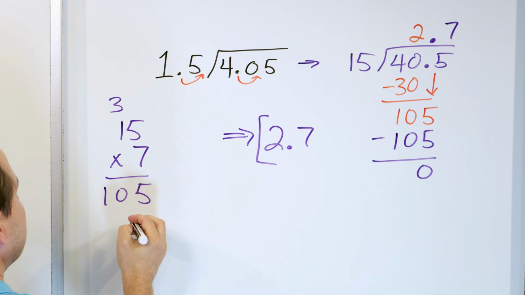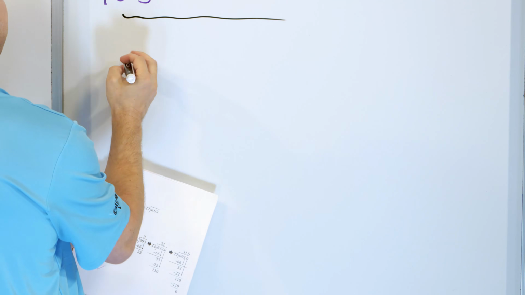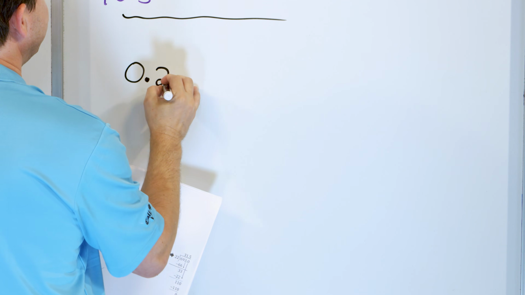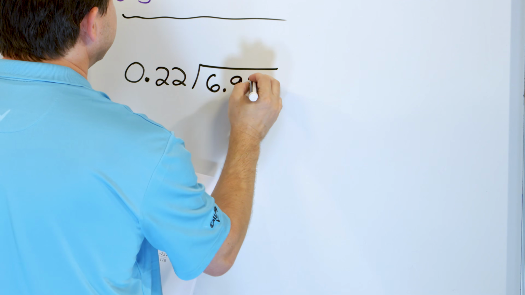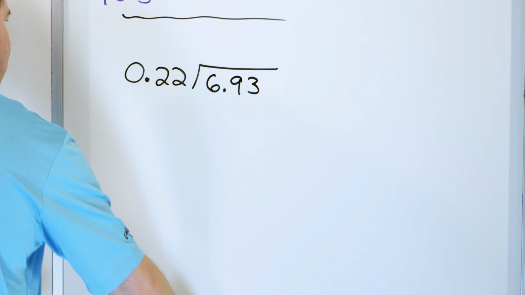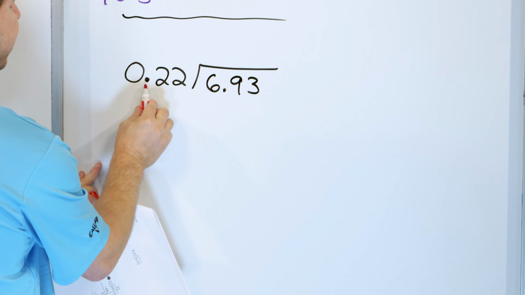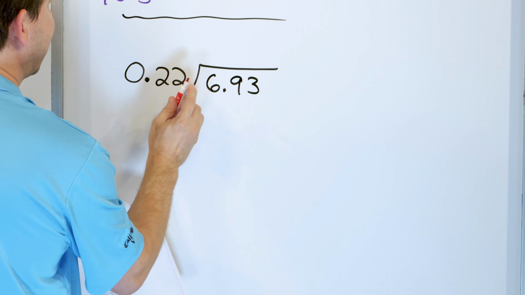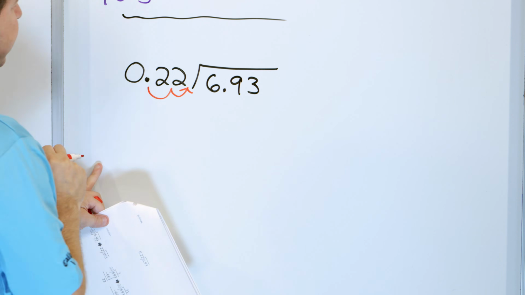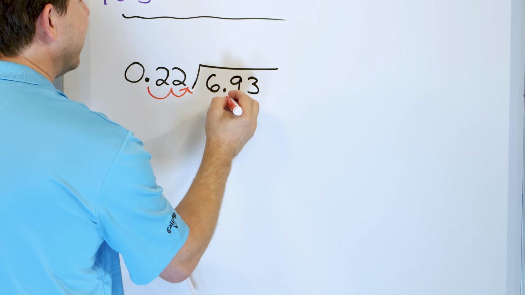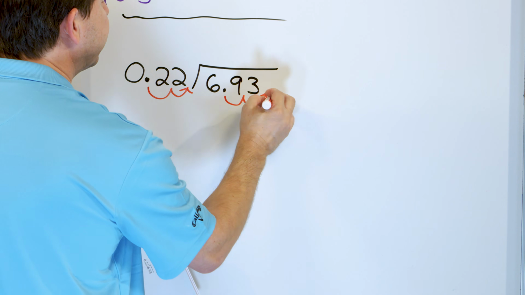Now this next problem will be a little bit different. Let's take a look at what it is. 0.22 on the outside, and on the inside is 6.93. Now, I don't want to solve this problem. I have a decimal point here. I want no decimals out here, so instead of moving it only one place, I'm going to move it 2 places. And if I do that, I must also move this one 2 places so that they match.